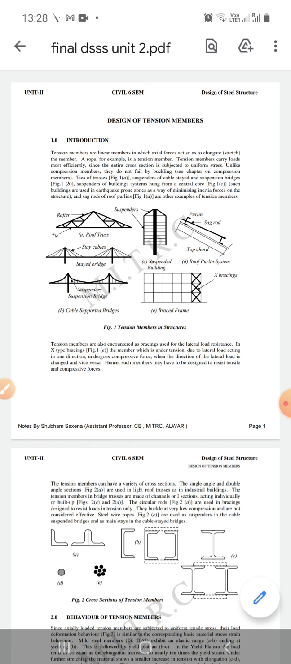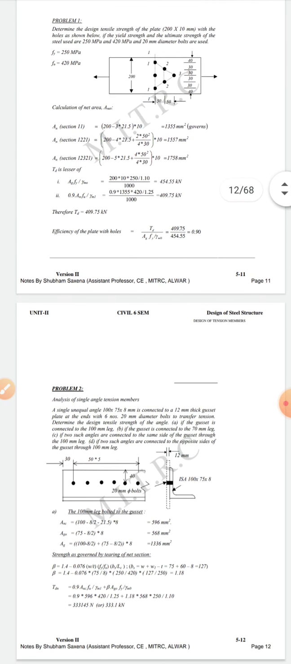The question is: determine the design tensile strength of plate 200 into 10 with holes as shown in the figure, if the yield strength and the ultimate strength of the steel used are 250 megapascal and 420 megapascal, and 20 diameter bolt holes are used. So this is the particular figure which is given in the question.